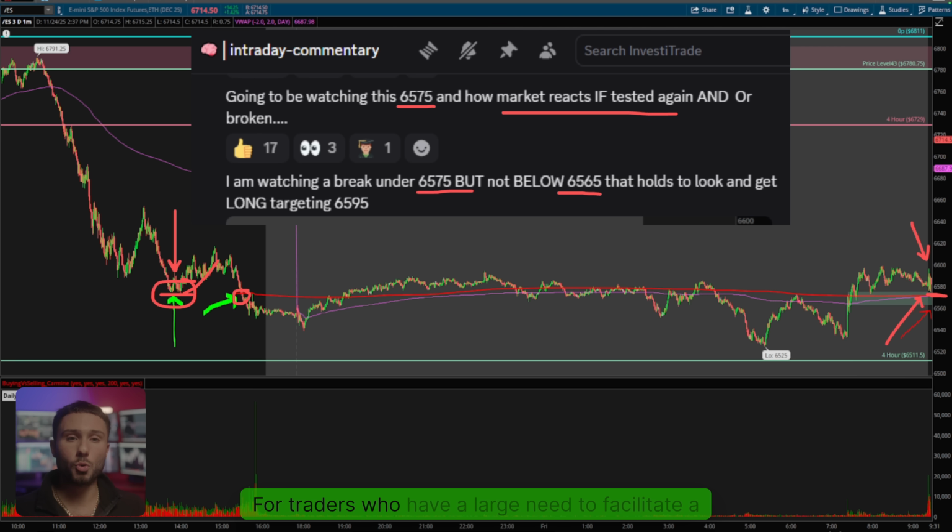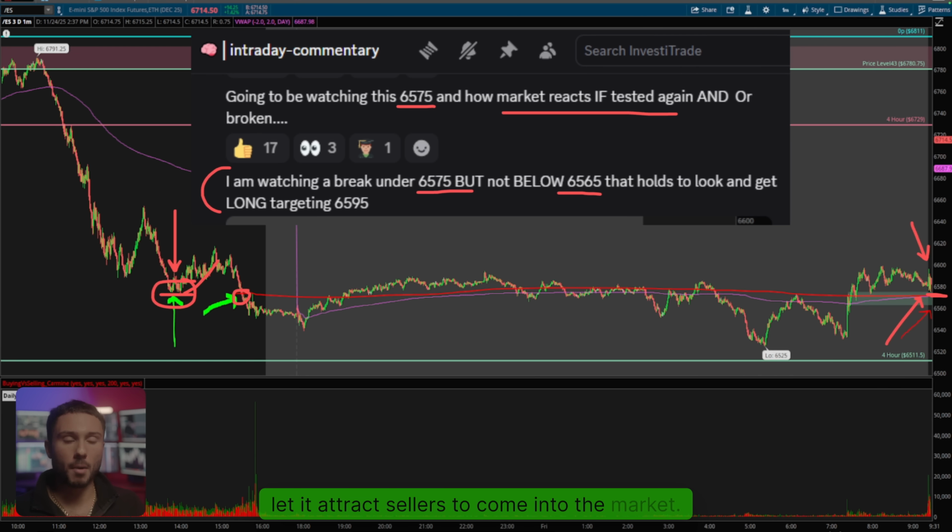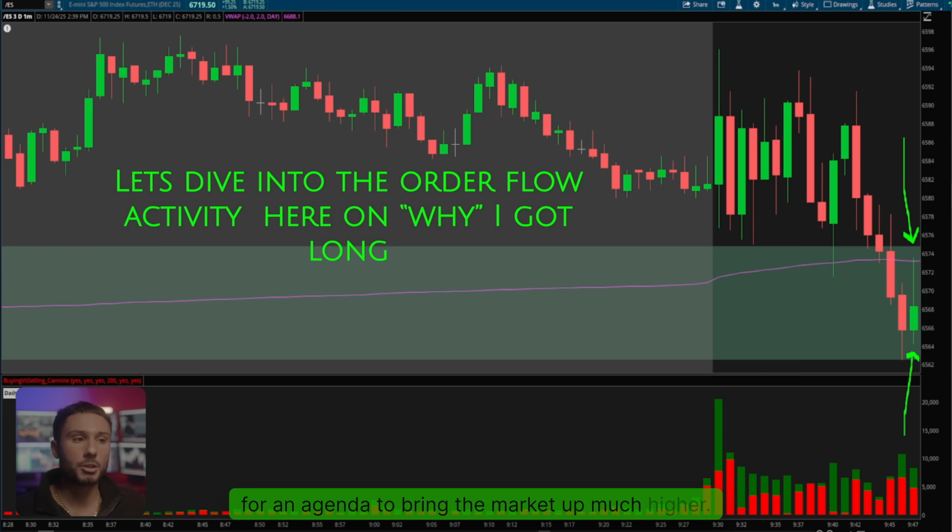For traders who have a large need to facilitate a long position in the market and for it to move up, they need others to sell. So this is why my thesis shifted towards let this level break, let it attract sellers to come into the market. As long as it doesn't move too far down, this could be a good indication that a passive buyer is present and someone is loading the boat for an agenda to bring the market up much higher.